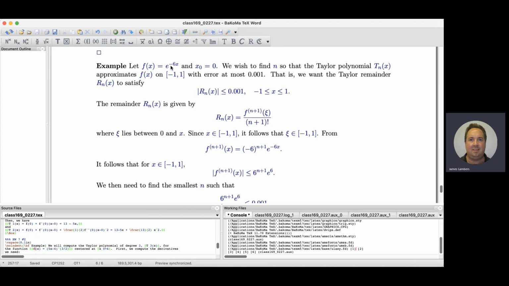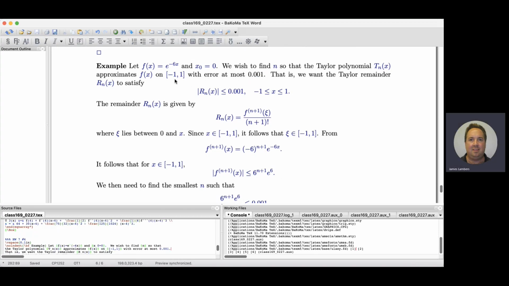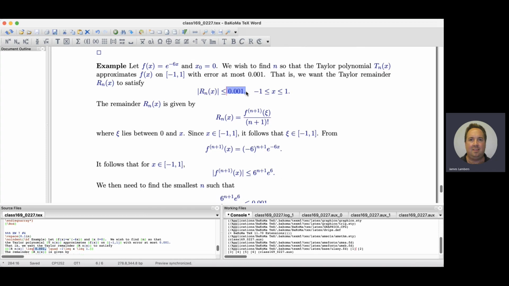Now my function is e to the minus 6x. My center is 0. So whereas in the previous examples, I had specified up front what degree Taylor polynomial is required, here we don't know, our focus is on a remainder. We want to choose n large enough so that the Taylor remainder, in other words, the error, can only be this big on the interval where x is chosen from the interval -1 to 1. So another way of putting it is I want the absolute value of Rn of x to be no larger than this for x on this interval.